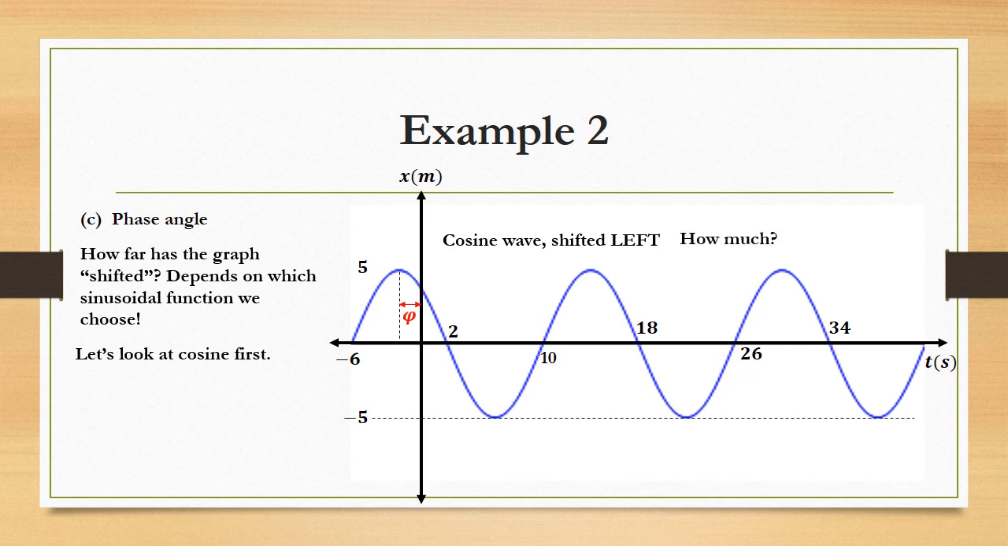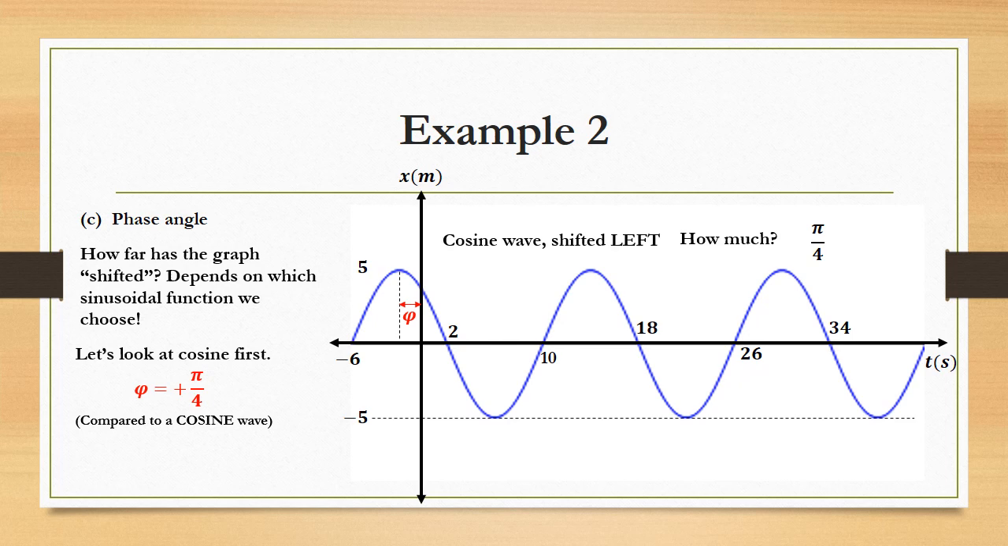How much has it shifted left, though? That turns out to be pi over 4 radians. And I'm going to talk on the next slide about how I found that in more detail. But for now, that is the correct answer. And the reason I make it a positive pi over 4 is because it's a leftward shift. And we said earlier, leftward shifts require a positive phi value and vice versa.